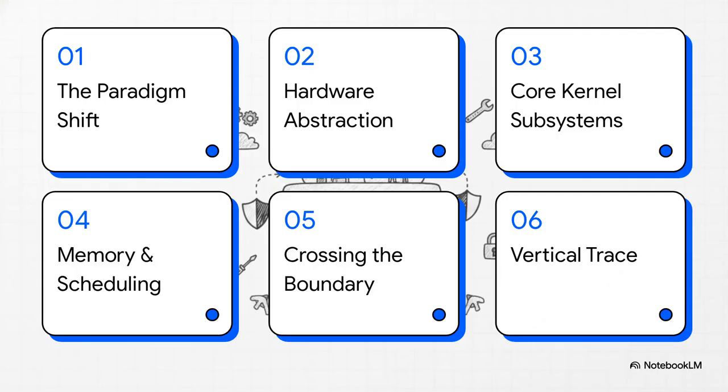Here's our architectural blueprint for the journey. We'll start with the embedded paradigm shift, then look at our foundation, which is the hardware abstraction layer. After that, we'll hit the core kernel subsystems, explore memory and process scheduling, cross the system call boundary, and finally trace a vertical execution right through the whole stack.